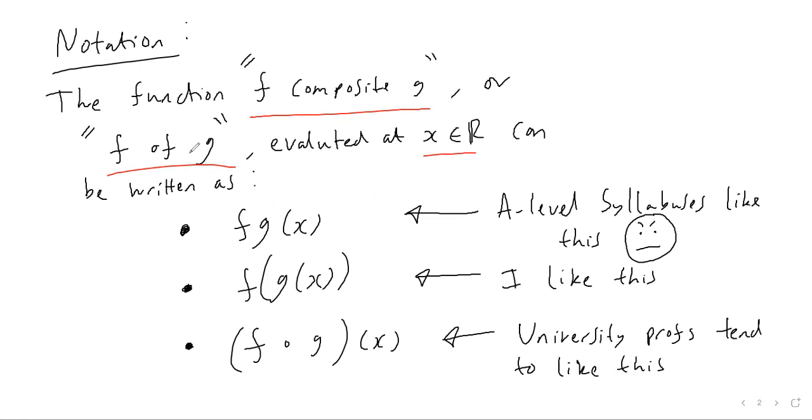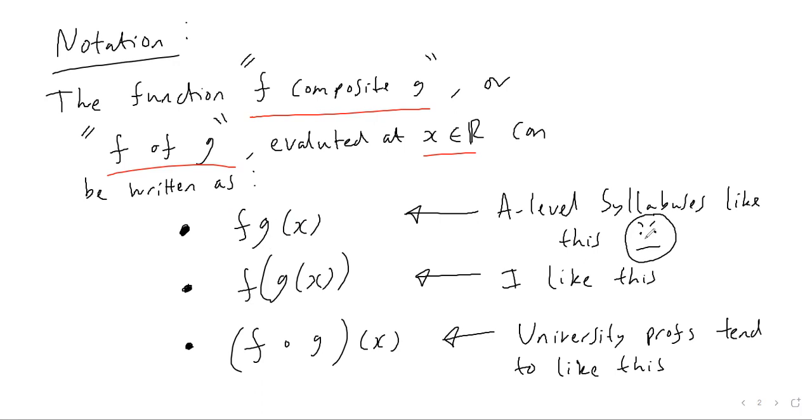So f composite g, or f of g, can be written in three ways. In the A-level syllabus in the UK, you'll probably see it written like this: f, g, and then the x that you're inputting into that function. You may also see it with the brackets like that as well. A-level syllabuses normally use this kind of notation, the f next to the g, and then the x input in the brackets.